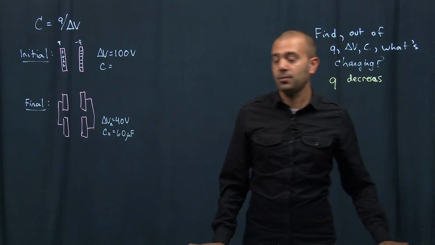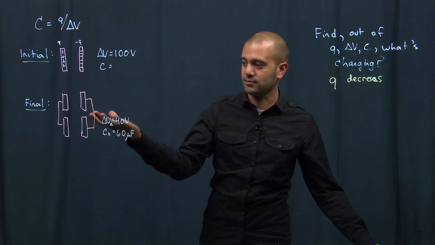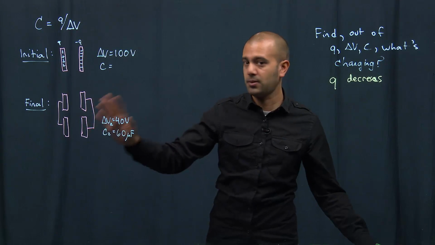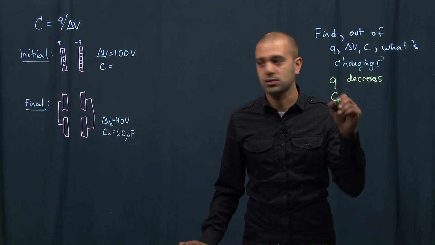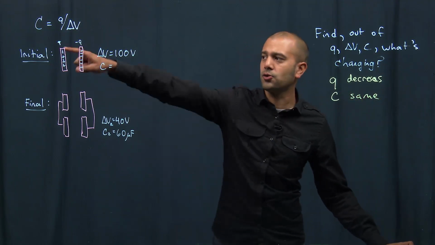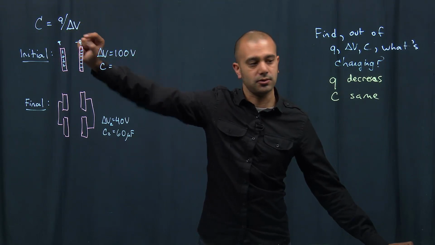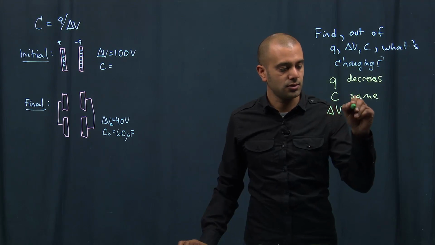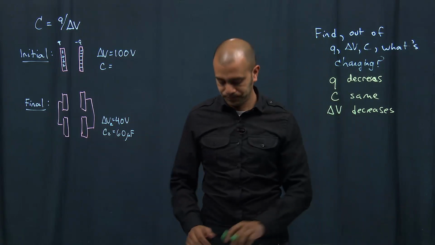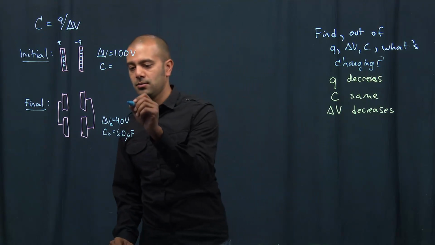Now let's look at the capacitance. The capacitance only depends on the geometry and the material properties of the capacitor itself. Since we're not changing the spacing, the size, the width, or what the capacitor is made of, the capacitance should not change. So C is the same. And then finally, using this equation, since charge is decreasing and capacitance is the same, the voltage must also decrease. So the voltage on the first capacitor has decreased after it's connected to the second one.